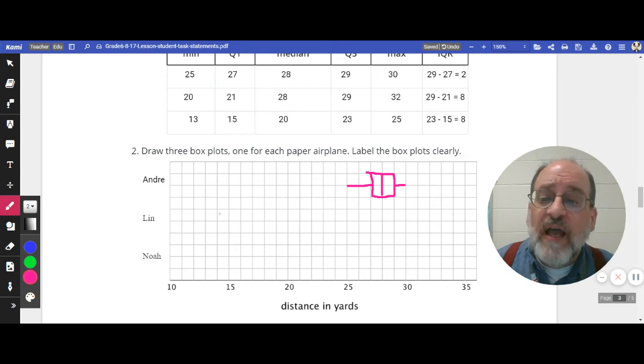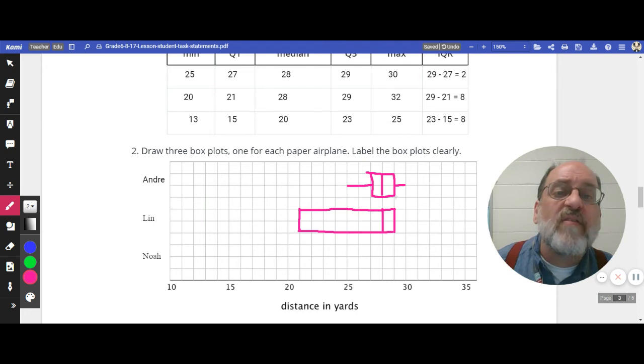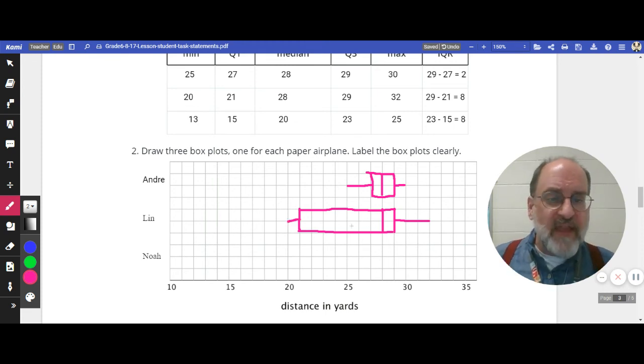But if I do Lynn's, I have to start drawing my box plot at 21. And then I have to go over to 29. And the median in the middle is at 28. So this is what my box looks like. And then I've got a max of 32 and a min of 20. Look how much more spread out that is. What's between the median and the third quartile is exactly the same as Andre's, but this is so much more stretched out.